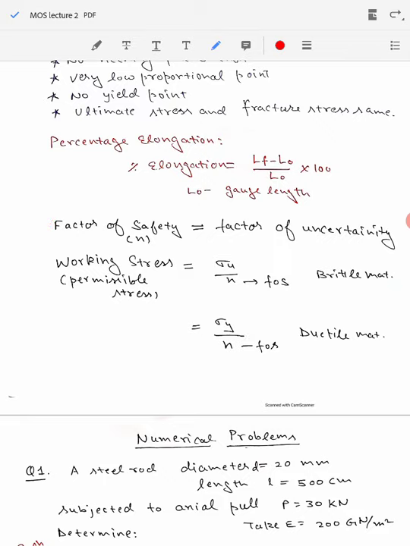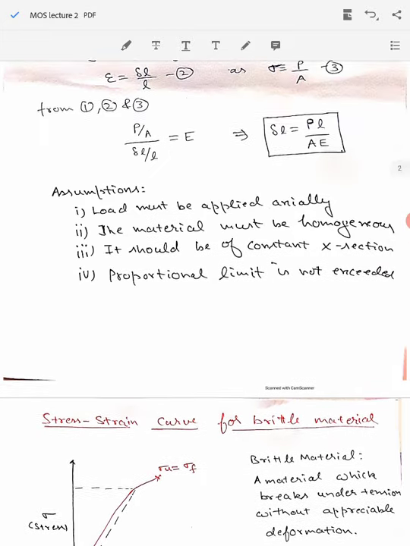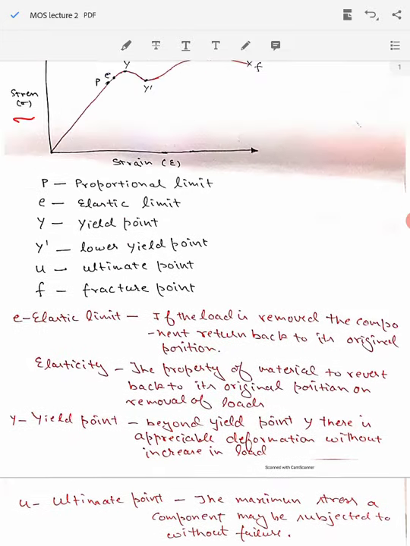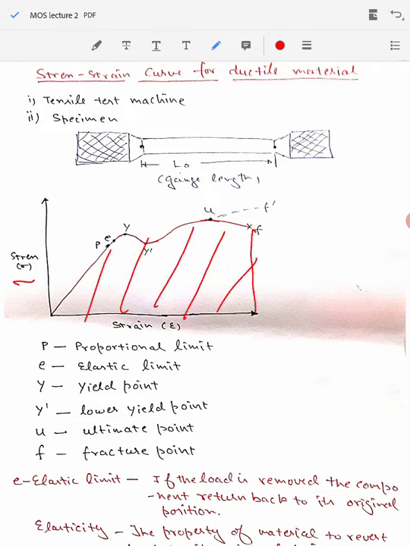One more thing I would like to discuss here before going ahead is that the area under the curve of this stress strain diagram shows the energy absorbed. So up to this point, if we look at this area under the curve, this shows the amount of energy absorbed before failure. So you see there is a large area involved in the ductile material case. So it can take up a large amount of energy without actually failing.